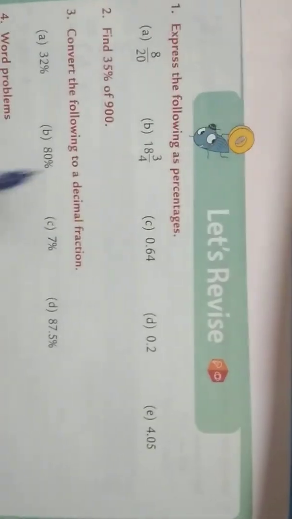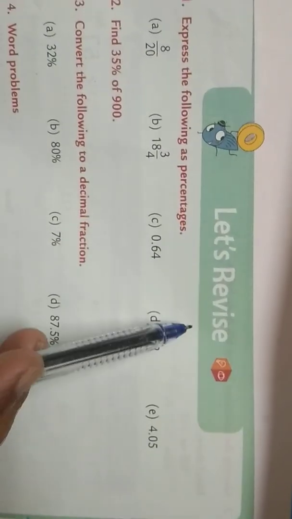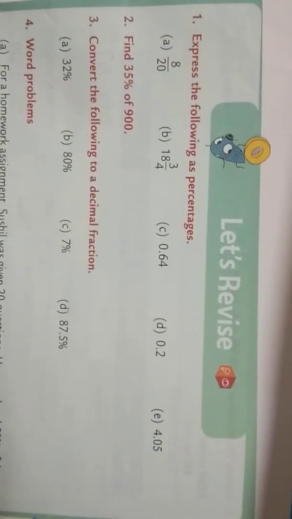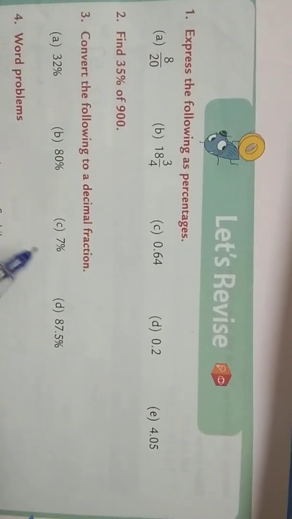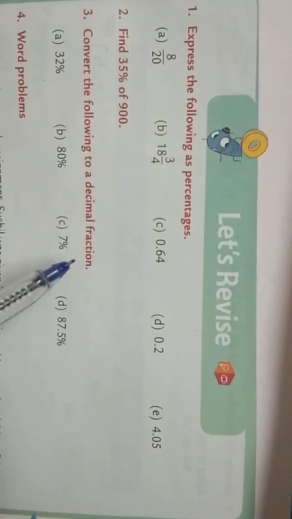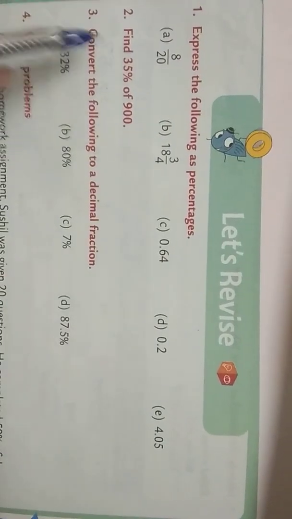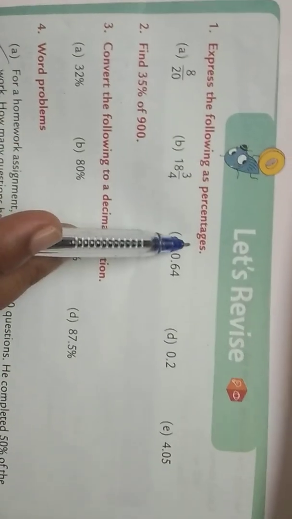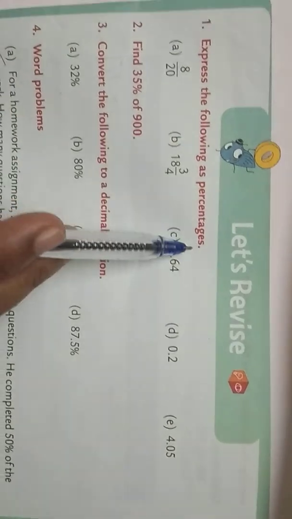Today we will revise this exercise. This is a revision of the whole section, which means all the chapters, including all the chapters of the second term textbook. First, the given fractions and decimals should be converted into percentages. That is, express the following in percentage.